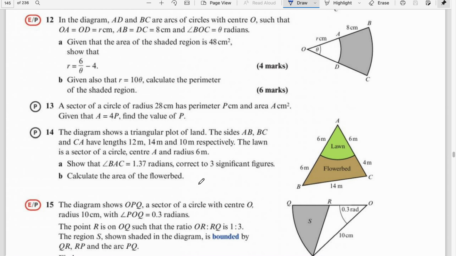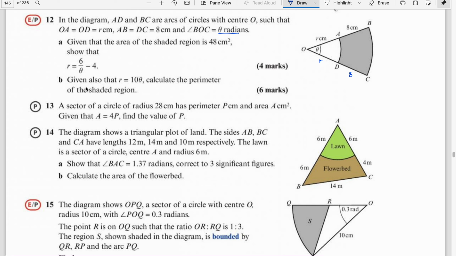Okay, there's one. Question number 12. In the diagram, AD and BC are arcs of circles with center O such that OA equals OD equals small r, and AB equals DC equals 8. So this is r, this is 8, and the angle is theta radians. Given that the area of the shaded region is 48 centimeters squared, show that r is equal to this.